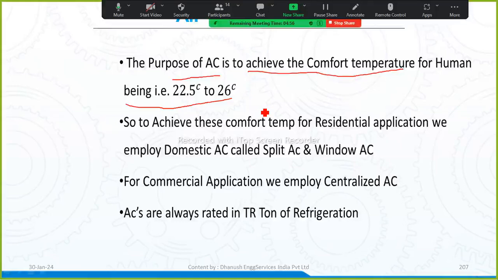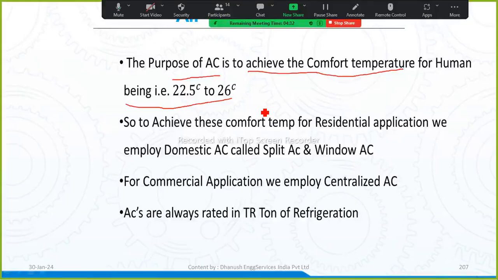So we all know that ACs are always rated in terms of TR. TR stands for ton of refrigeration. The units of AC are always rated in terms of TR, that is ton of refrigeration. Now there is a small realistic definition for TR. What does a TR mean? It is defined as the amount of heat extracted by 1 ton of ice to melt completely in 24 hours. Then we call it 1 ton of AC.